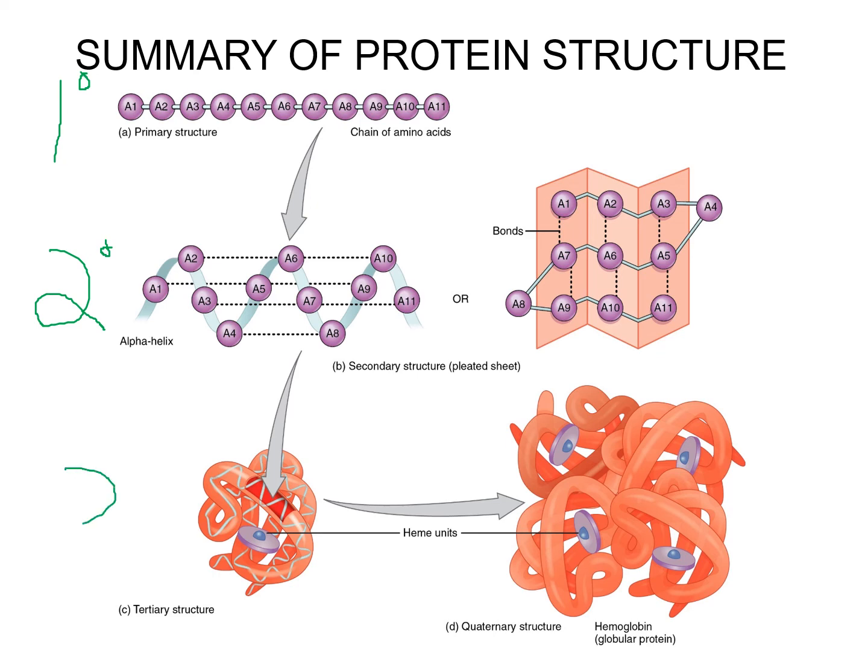Then, once we're done folding, we actually have a functional protein in the tertiary stage. And if you put a whole bunch of tertiaries together, you get the bigger proteins called the quaternary stage. So take a little time to review this. This will help you make sure you got it all straightened out in your head.